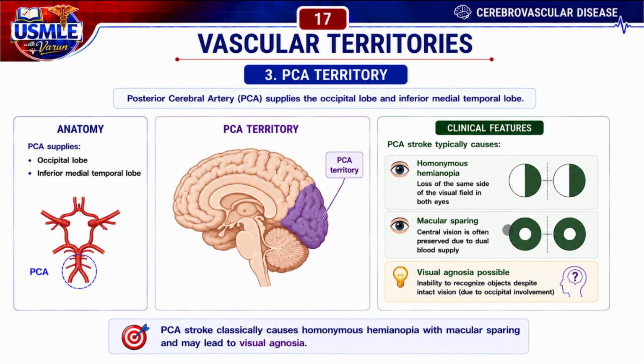Also, visual agnosia is possible, where the patient is just unable to recognize objects despite an intact vision due to occipital involvement. The vision might be intact, but he might not be able to recognize objects despite an intact vision. PCA stroke classically causes homonymous hemianopia with macular sparing, and this may also lead to visual agnosia.